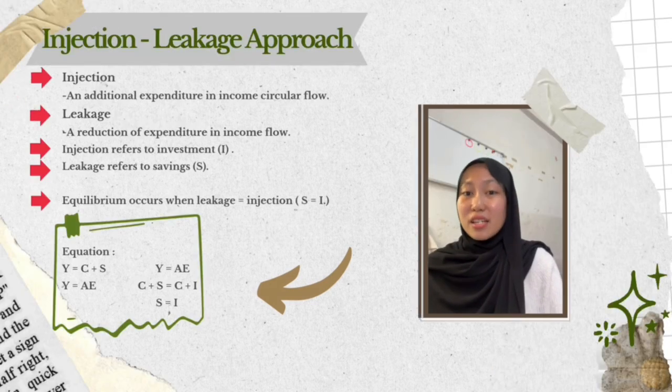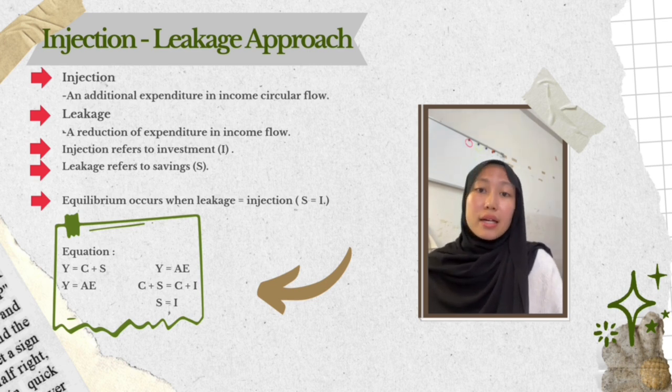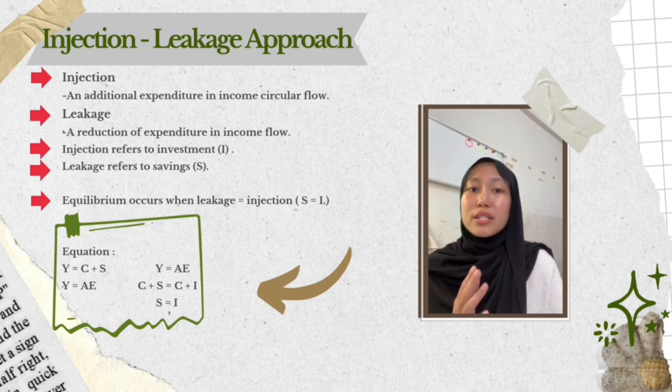Now, injection and leakage approach in a two-sector economy. Injection refers to any additional expenditure that enters the income circular flow. Leakage, on the other hand, is the opposite. It refers to any reduction in expenditure that leaves the income flow. To put it simply, injection adds to the income flow: investment. Leakage removes money from the income flow: saving.